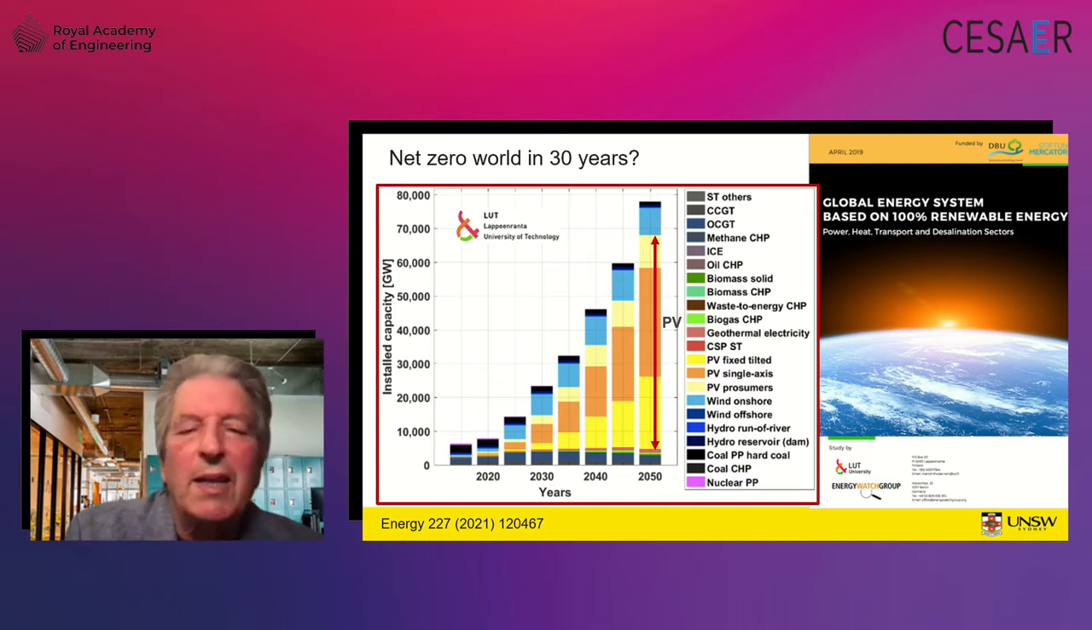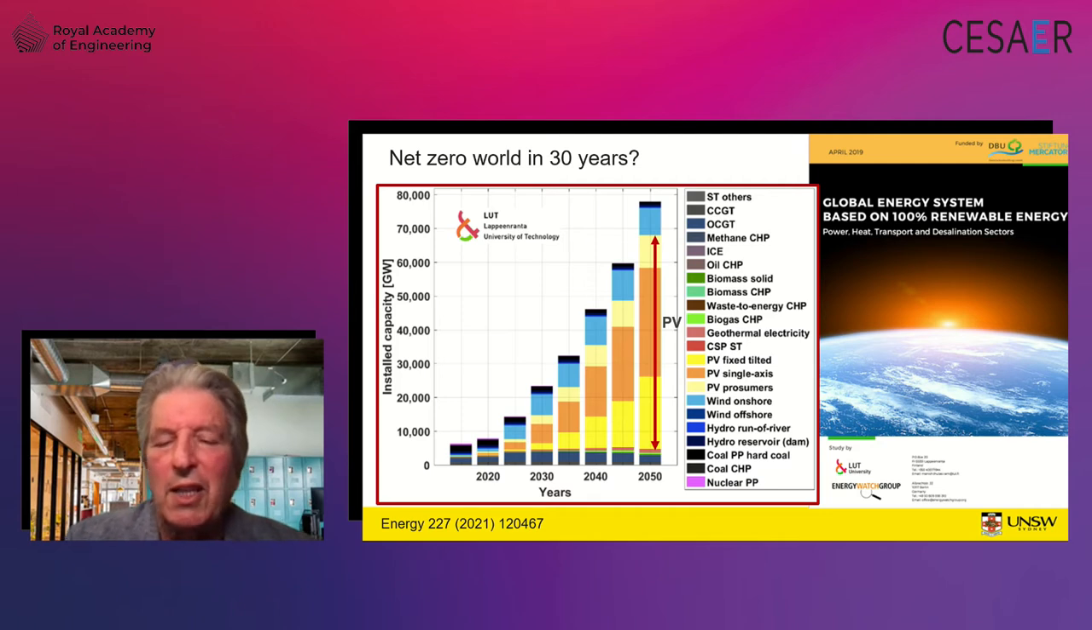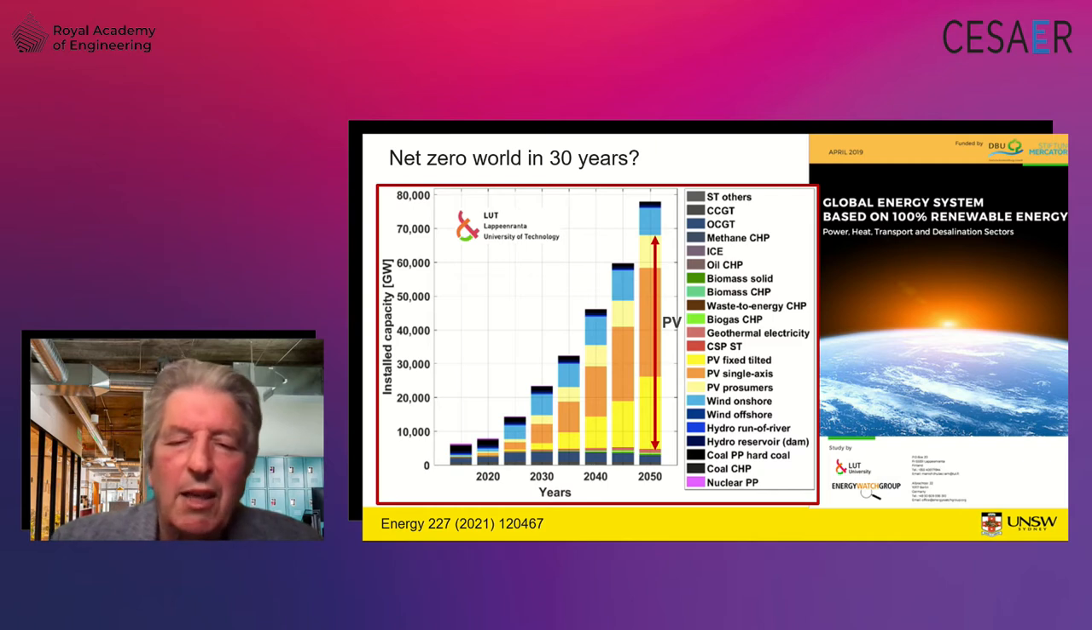Okay, so can we get to a net zero world in 30 years? There's been a recent study by Lappeenranta University in Finland. It was published a couple of years ago, and more recently an updated version in Energy. It came to the conclusion that you could, and photovoltaics would play a big role in that, as shown in this chart, which shows the energy mix over the coming 30 years. The yellow and brown regions are photovoltaics. So this study concluded that photovoltaics could provide a major impact on converting the world to a zero carbon situation.